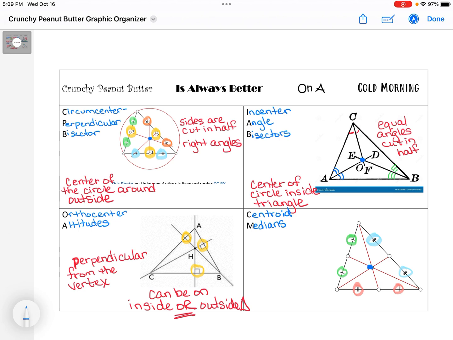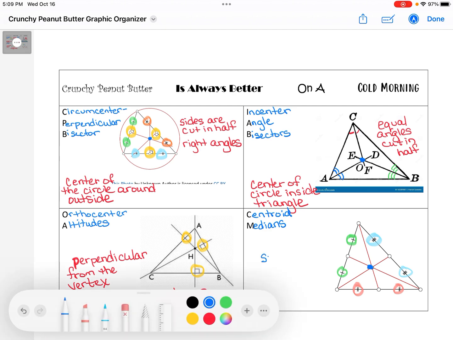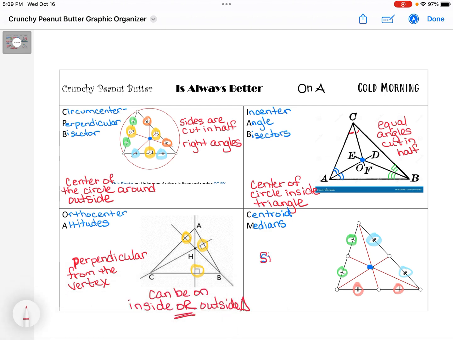Okay, so they have equal sides, let's do that in red. Sides are cut in half, bisected, but I don't care about the angles, what kind of angles they make. The sides are cut in half, which means they're equal parts. Okay, so hopefully that helps you remember, maybe or maybe not.